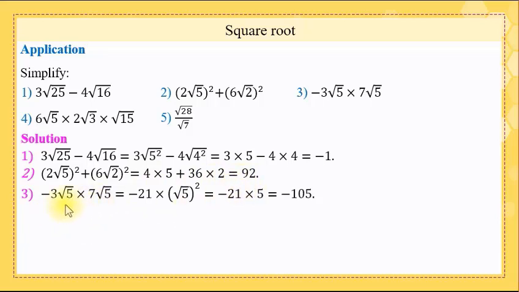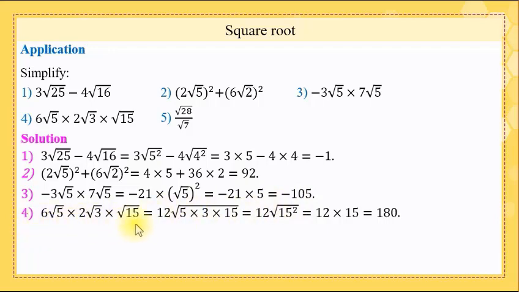Here we have multiplication. We multiply the number outside the radical by the number outside the radical, so minus 3 times 7 equals minus 21, and we multiply the radicals by each other to get radical 5 power 2, and then apply the operations and calculations to get minus 105.